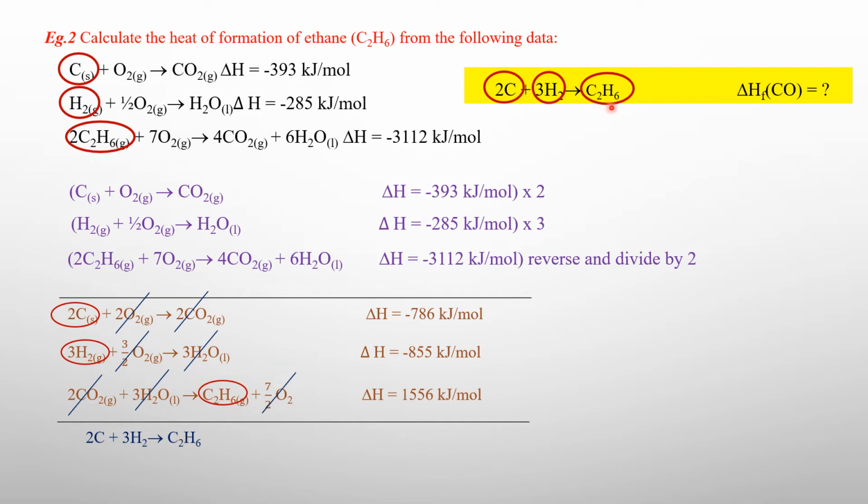Okay, add the 3 enthalpy change values and we get the enthalpy change of formation for ethane as negative 85 kilojoules per mole. Because it is a formation of ethane, then it is 1 mole of ethane forming from its elements. That is why it is per mole.